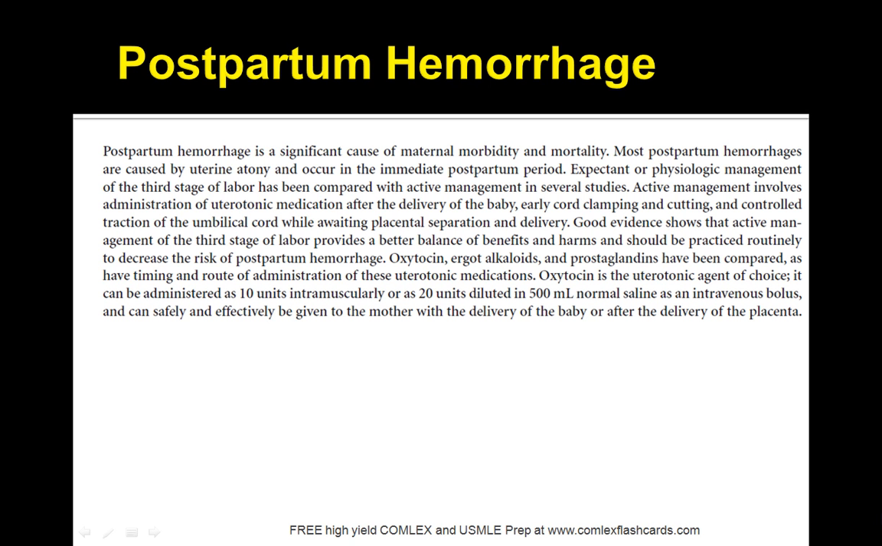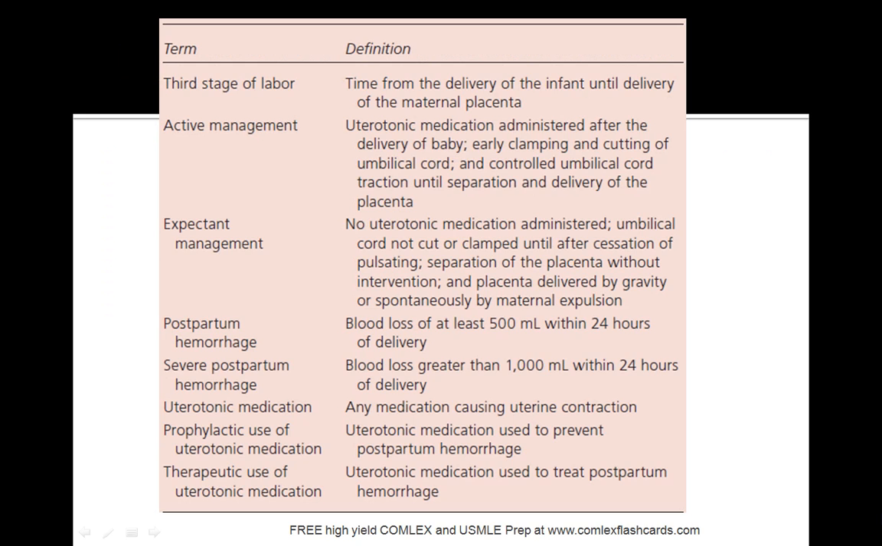Oxytocin, ergot alkaloids, and prostaglandins have been compared as uterotonic medications, looking at timing and route of administration. Oxytocin is the uterotonic agent of choice, and it can be administered as 10 units intramuscularly or as 20 units diluted in 500 ml normal saline as an intravenous bolus, and can safely and effectively be given to the mother with the delivery of the baby or after the delivery of the placenta.